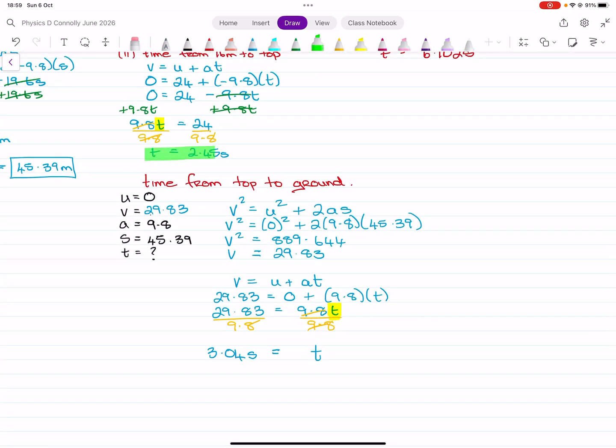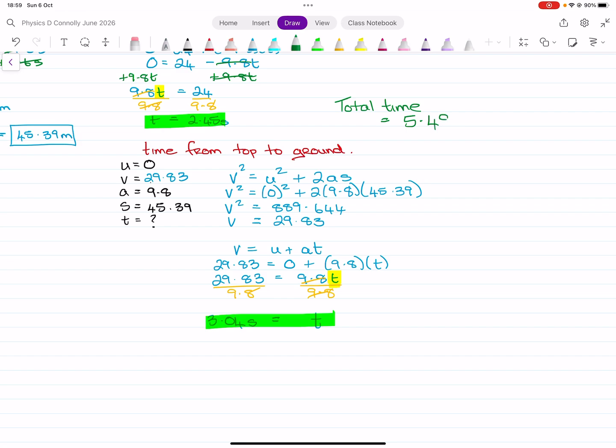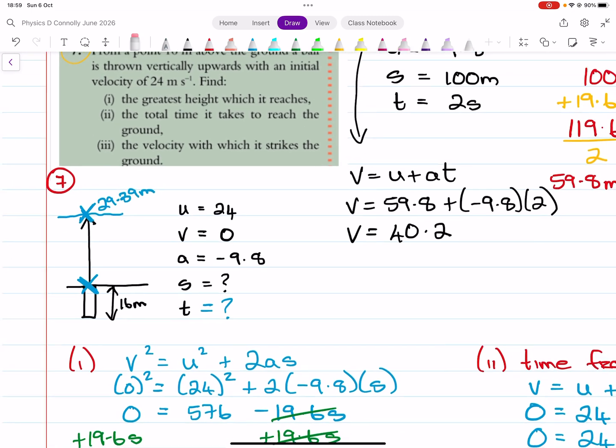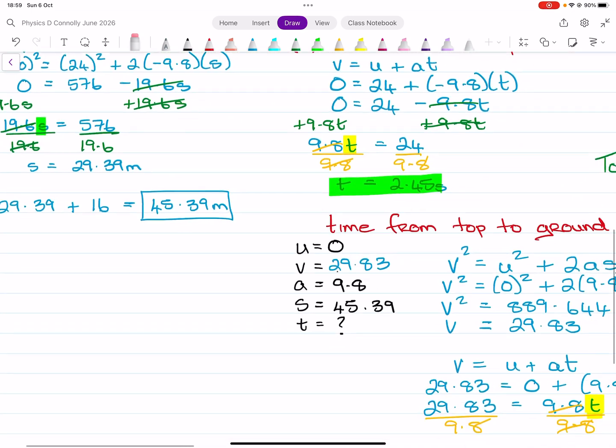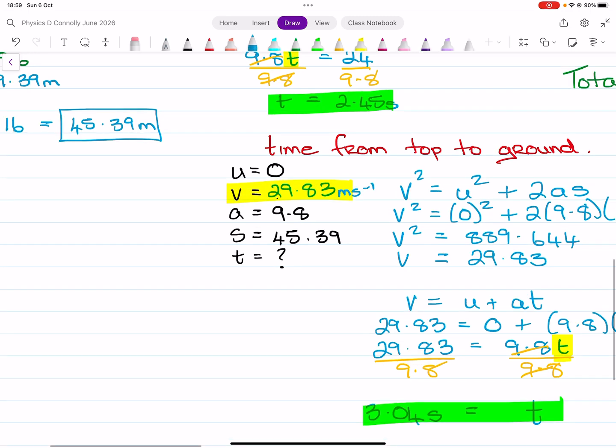So the question was, what's the total time it takes to reach the ground? So it takes this long to get from 16 meters to the top. It takes this long to get from the top to the ground. So then our total time is 2.45 plus 3.04 is 5.49 seconds in total. Oh, the velocity with which it strikes the ground. We figured that out. It's there. Meters per second. 29.83 will be the max velocity right before it strikes the ground.